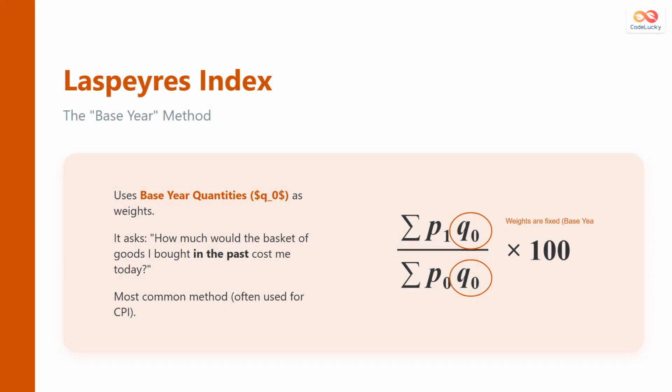There are two famous methods for calculating weighted indexes. The first is the Laspeyres index. This method uses the quantities from the base year as the weights. It essentially asks, how much would the basket of goods I bought in the past cost me at today's prices? This is the most common method used because base year data is fixed and easy to work with.